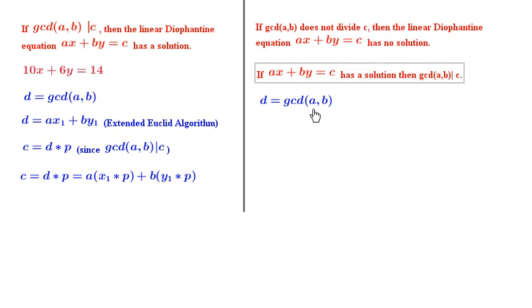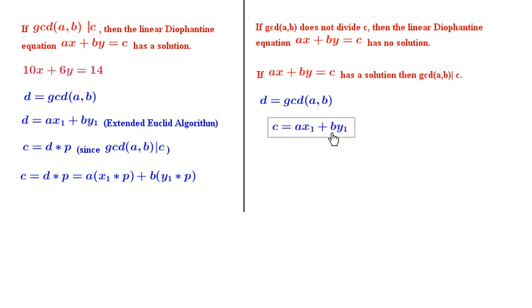Okay, so now again let's start with our assumption: d = GCD of a, b. Now we can write c = ax1 + by1. Why? Because our assumption is that this equation has a solution. So let's say the solution is x = x1 and y = y1. This is our solution. So we can write c = ax1 + by1.